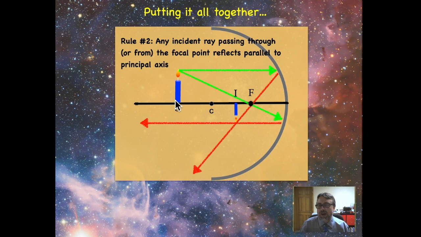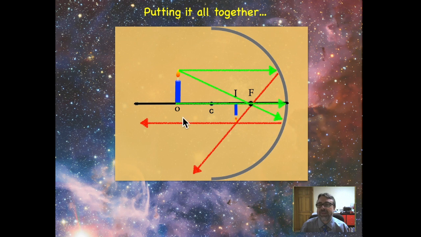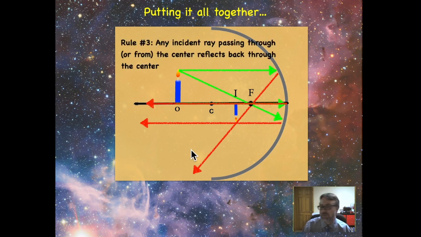Well, let's talk about the bottom of the candle for a minute. If I send light from the bottom of the candle, it's going across the principal axis, which means by definition it passes through the center, which means it is on the normal line. It has no angle of incidence. Well, just as we saw with the plane mirror, any ray of light that passes along a normal line must reflect back along the normal line. That represents our third rule. Any incident ray passing through or from the center of the sphere will reflect back through the center.